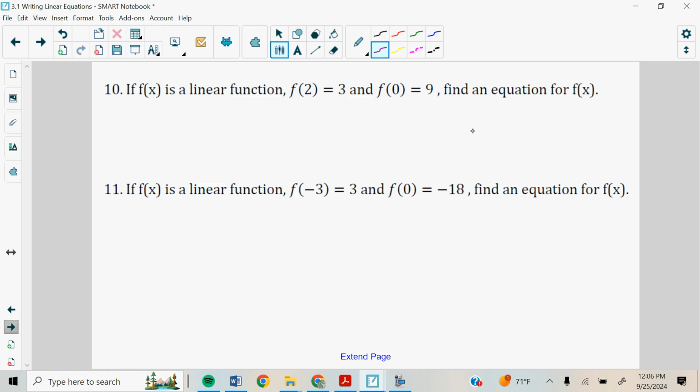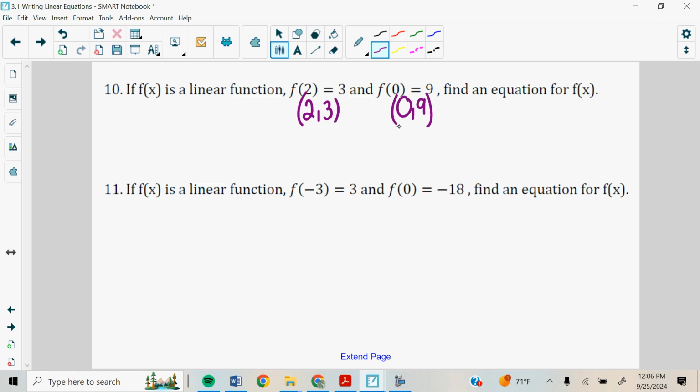So if f of x is a linear function and f of 2 equals 3 and f of 0 equals 9, find the equation for f of x. So what we have here is 2, 3 as an ordered pair and 0, 9. You should have a little alarm going off in your head. 0, 9. That's going to be my y-intercept.